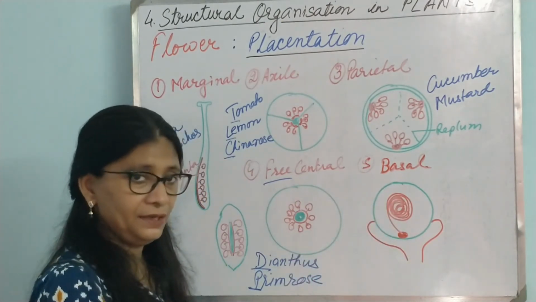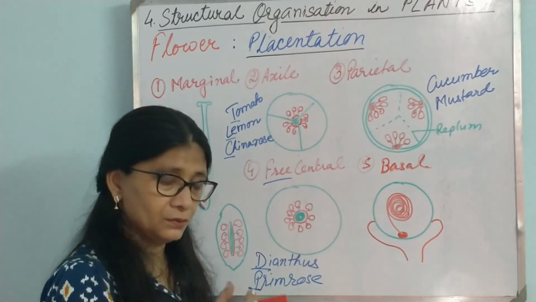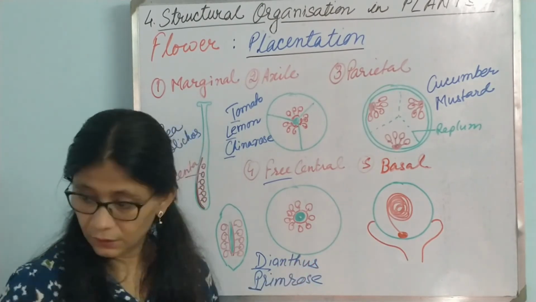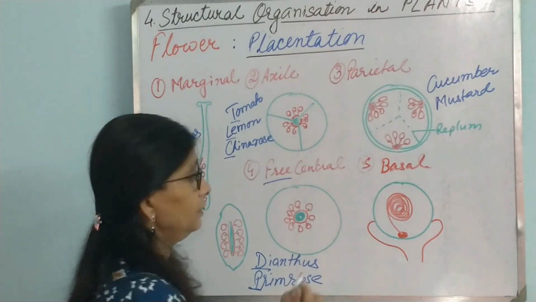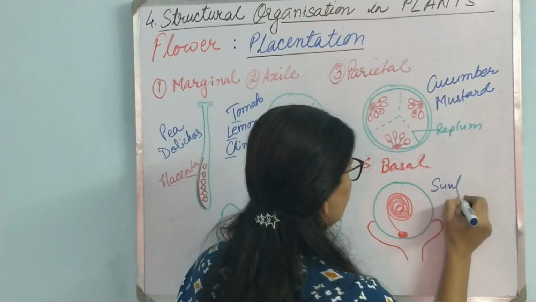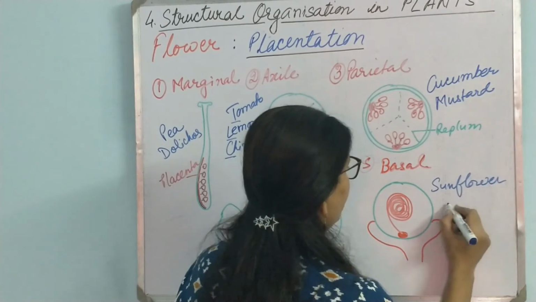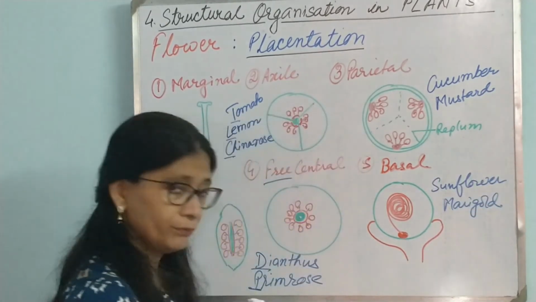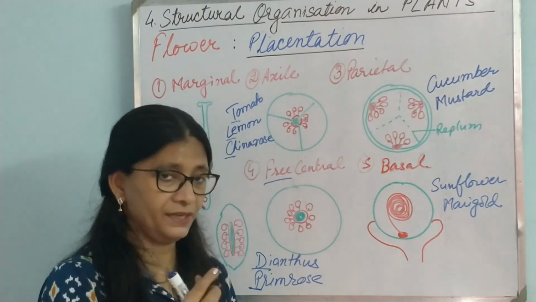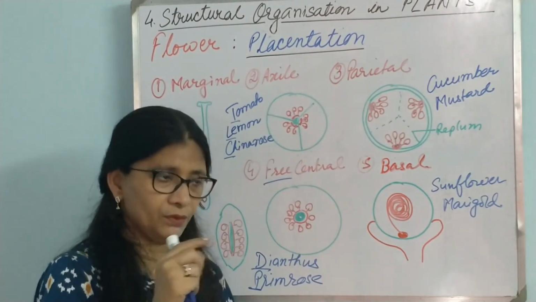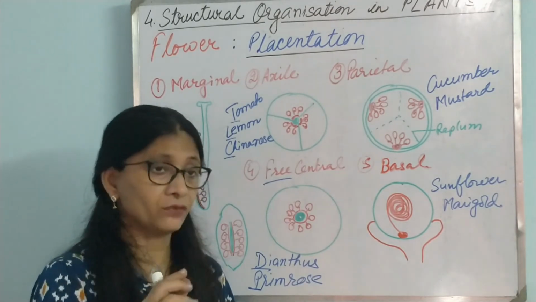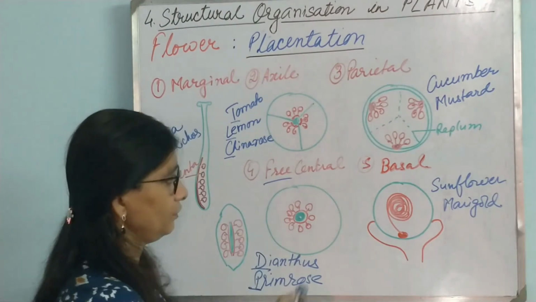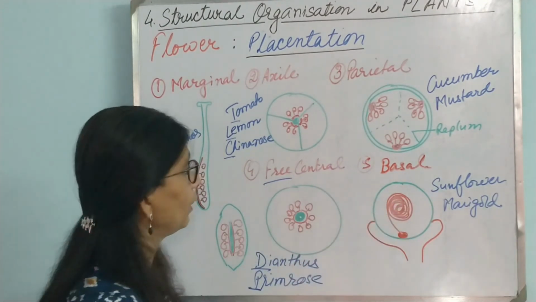If we see the fruit of this plant, this condition is found in sunflower and marigold. If you break open the fruit, it's a solid small structure. If you break that open, you will see just one seed. So this condition is known as basal, and it is found in sunflower and marigold.